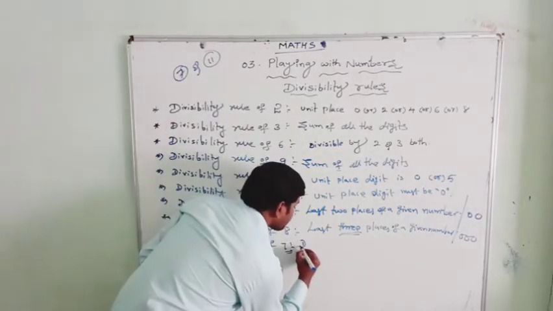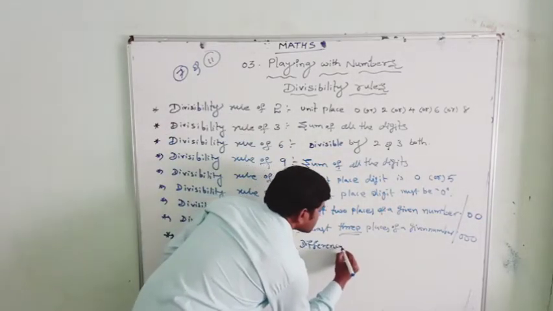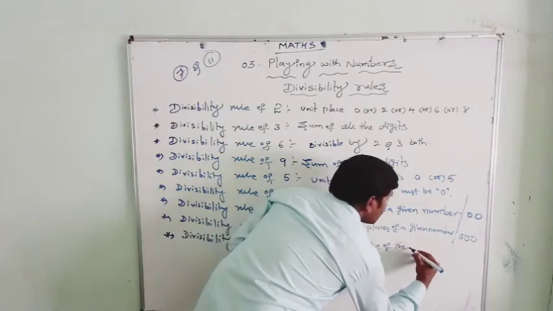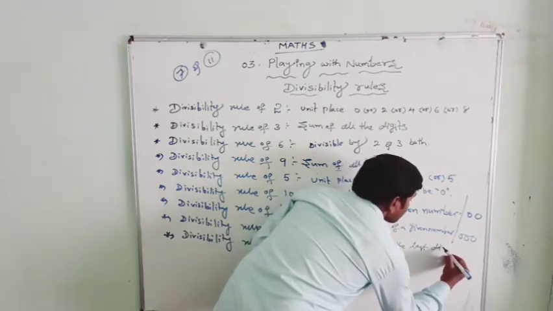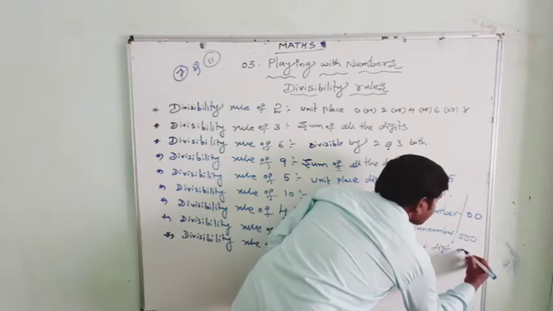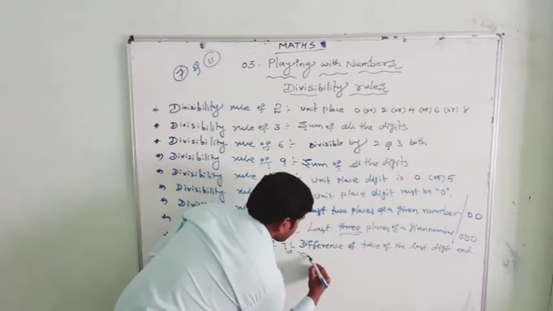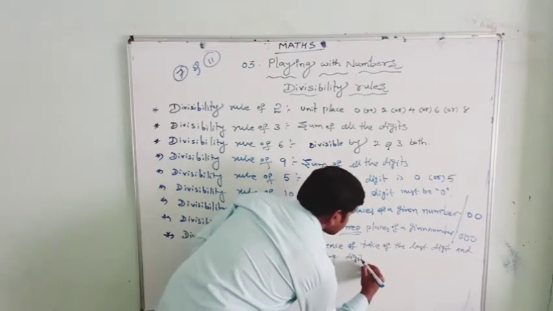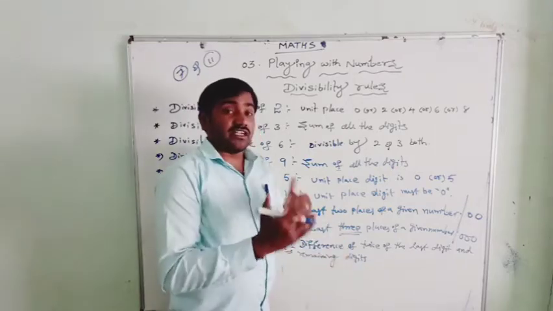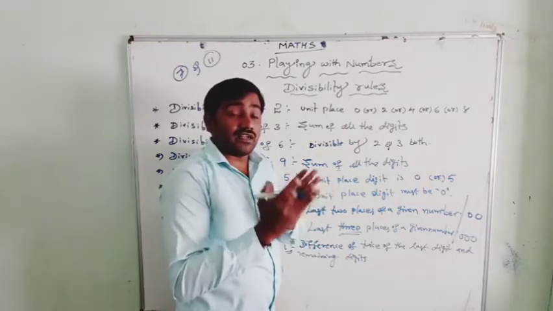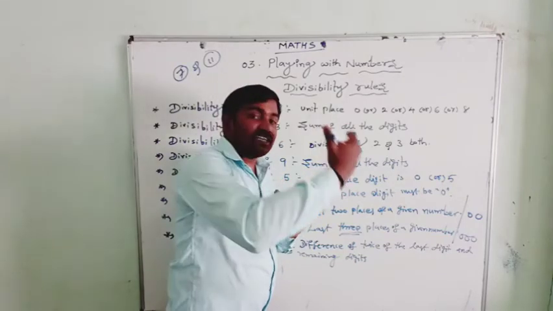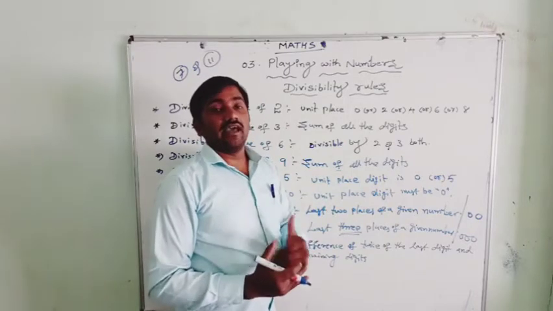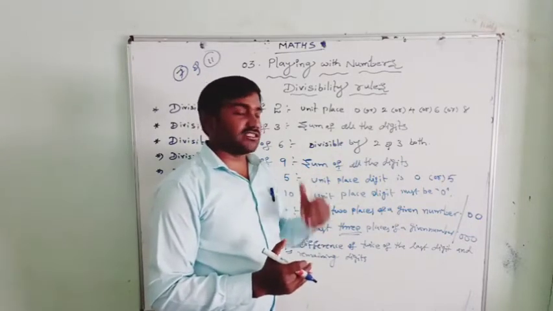The difference of twice of the last digit and the remaining digits. The difference means subtraction: the difference between twice of the last digit, that means twice of the unit place digit, and the remaining digits. If it is divisible by 7, then the whole number is divisible by 7.